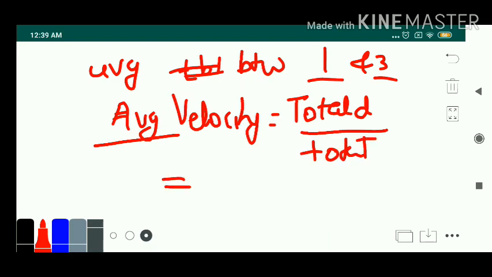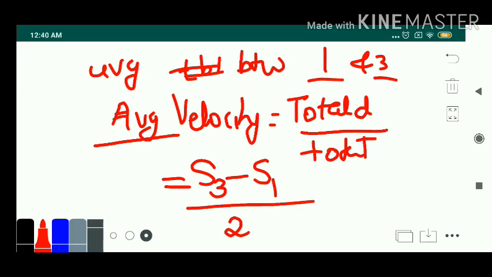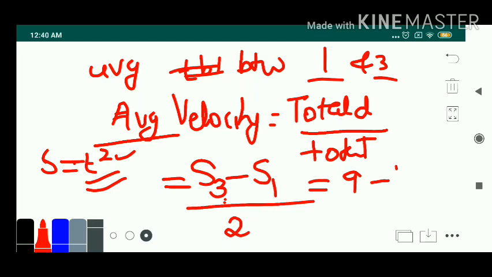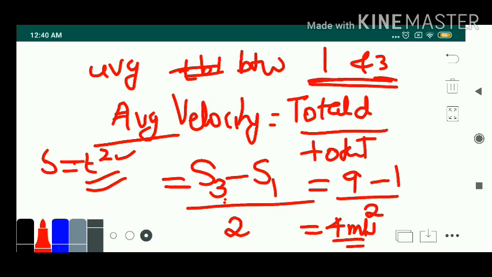So what is the total displacement here? Let us say distance at 3rd second minus distance at 1 second, divided by the time, which is 3 minus 1, that is 2, right? What is distance at 3rd second? How can I know that? S is equal to t square, right? So at 3 seconds, just put the value of 3 here. So it will be 9 minus 1. At 1 second, what will be the displacement? S at t is equal to 1 squared will be 1, divided by 2. 8 by 2 will be 4. So the average is 4 meter per second. That is the average velocity between the time interval of 1 and 3rd second. Clear? Let's do another problem, guys.